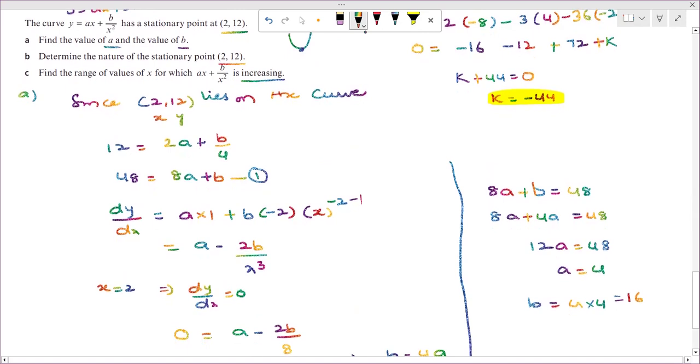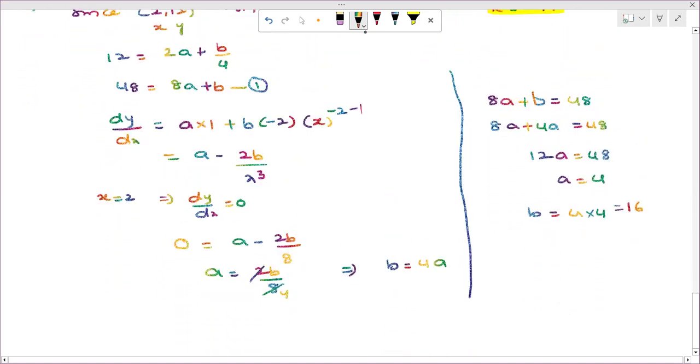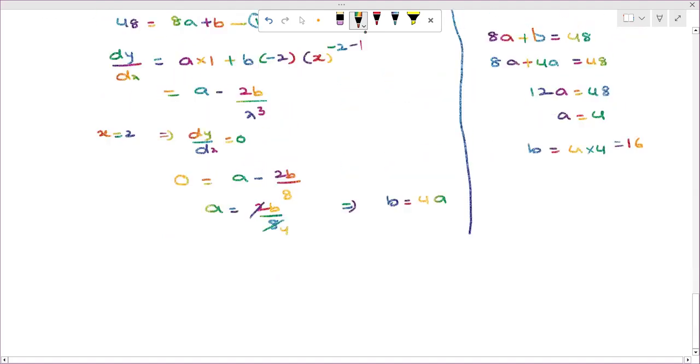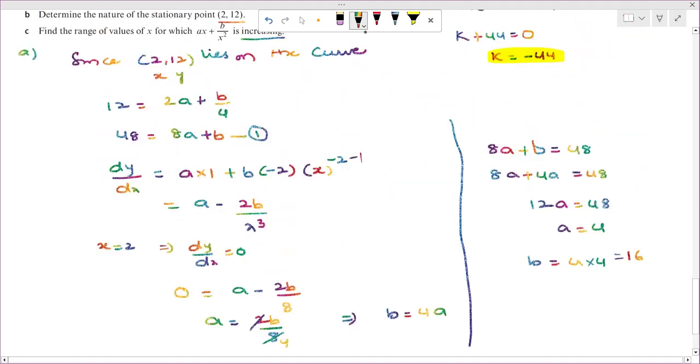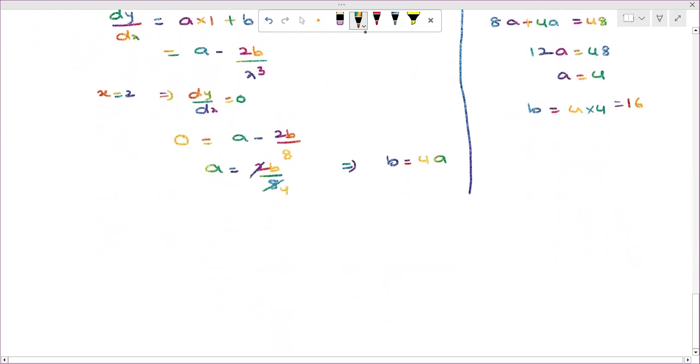And now determine the nature of the point 2 comma 12. Okay, 2 comma 12 they said. Now first you substitute this point over here. First I will do the derivative test for the nature of the root they said. So dy by dx, what did you get over here? a is equal to, what did I get over here? 4 minus b, which is 16. 16 times 2 is 32 by x cubed.